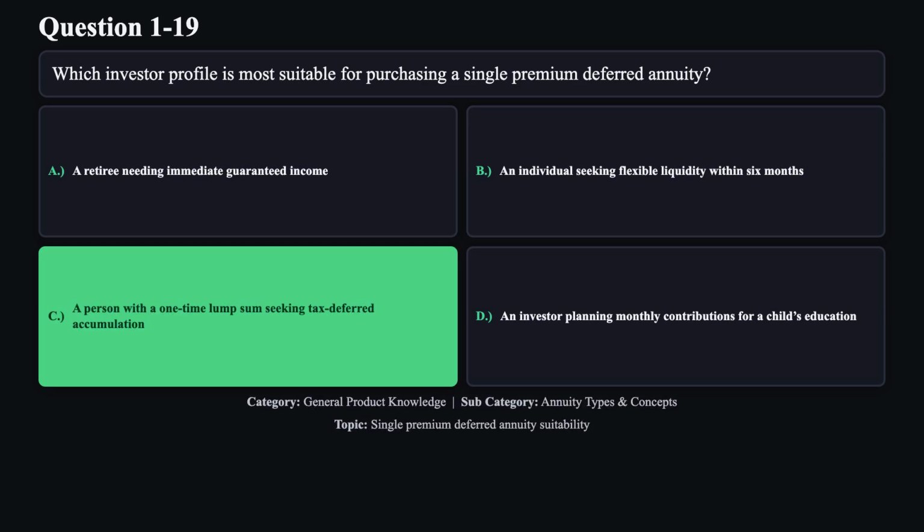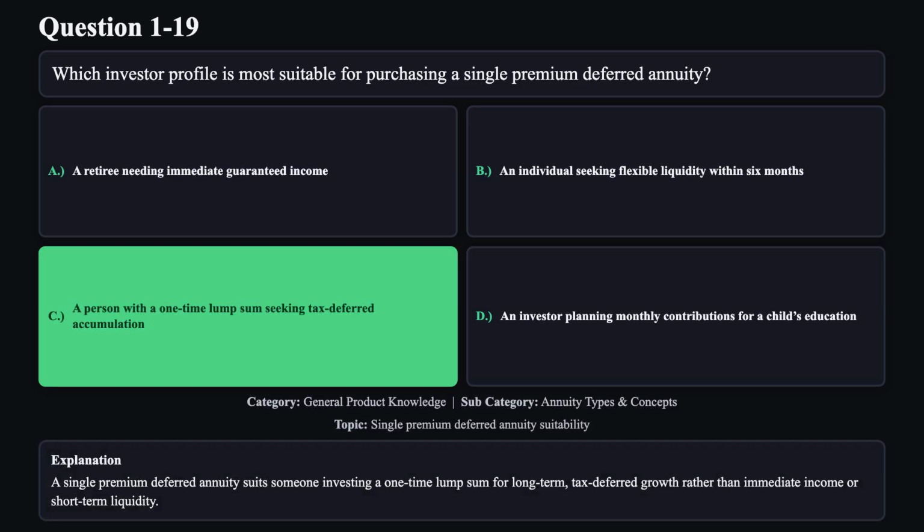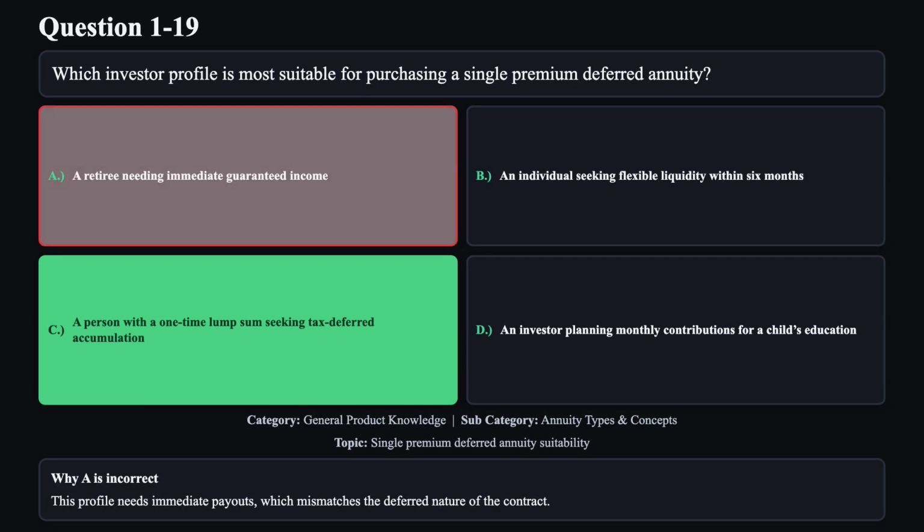The correct answer is C. A single premium deferred annuity suits someone investing a one-time lump sum for long-term, tax-deferred growth rather than immediate income or short-term liquidity. Reason A is not correct. This profile needs immediate payouts, which mismatches the deferred nature of the contract.